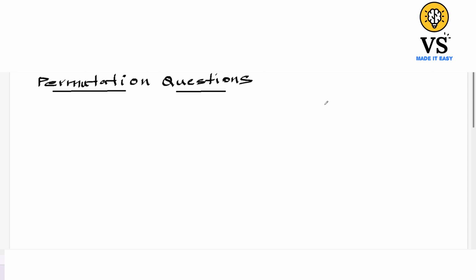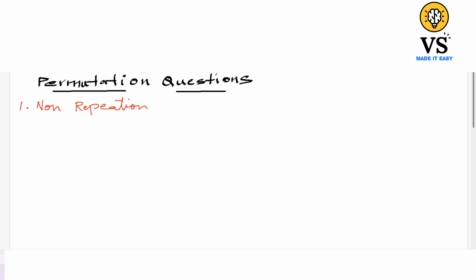So today we will be solving the questions based on permutation. We will be having different types of models of questions in permutation. So let's see one by one what the different types of questions are. First one is non-repetition of letters. Non-repetition of letters means what?